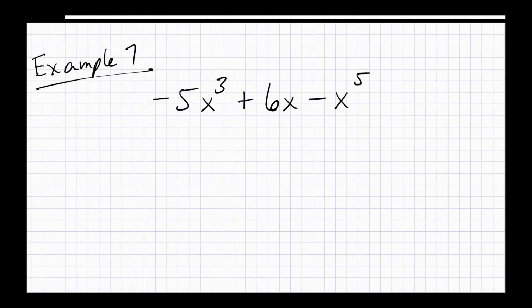Negative 5x cubed plus 6x minus x to the 5th. So your directions are to factor completely.